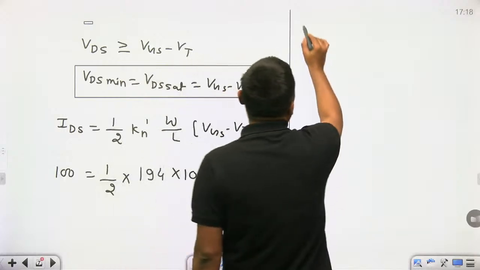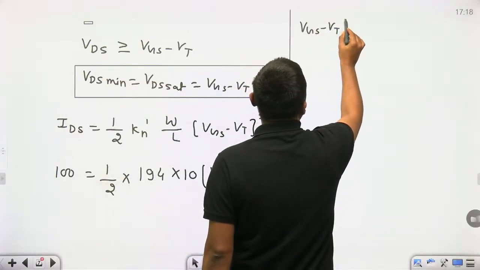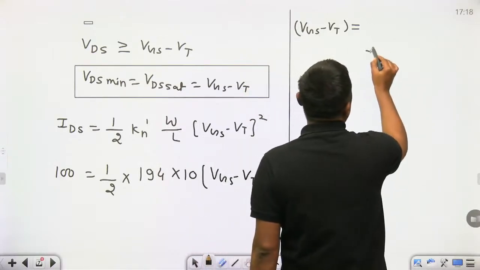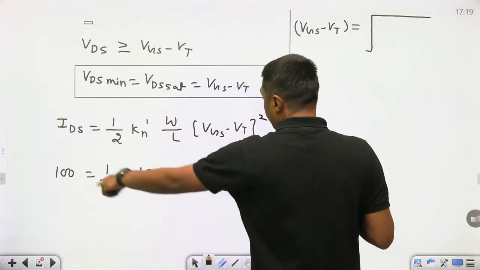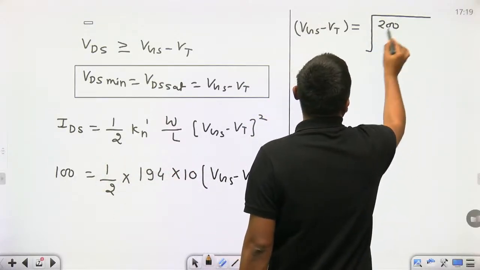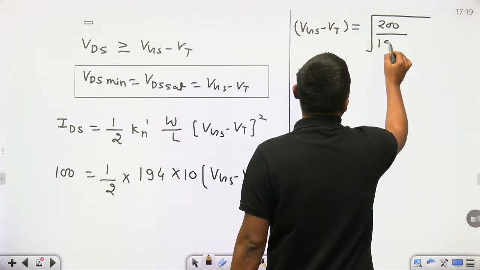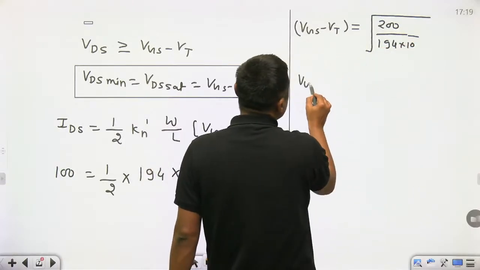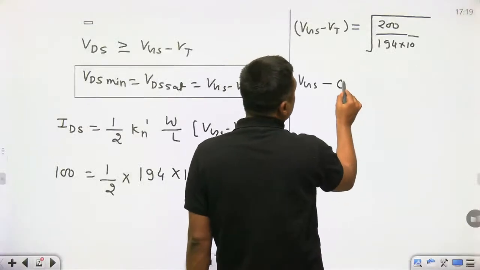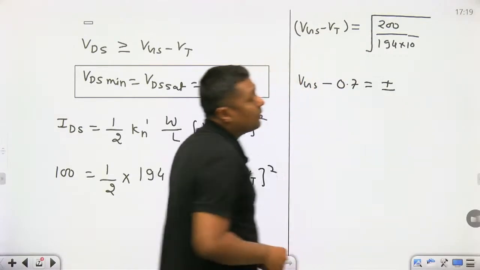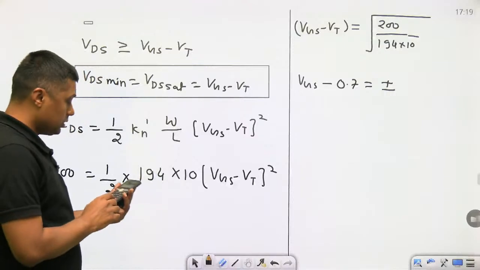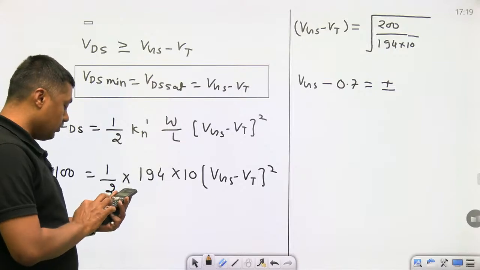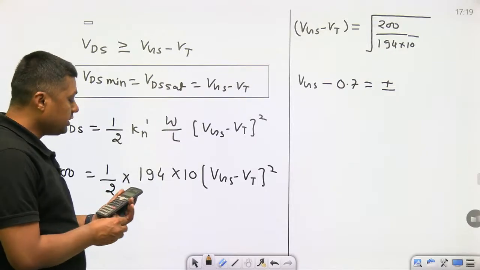Then you will find VGS minus VT is equal to plus or minus root of this value. This will become 200 divided by 194 into 10. This 2 is multiplied and that one. And you will get VGS. What is the value of the VT? 0.7. Plus minus. Always remember, you will get the two values because it is a root. So 200 divided by 1940, root of this value is 0.32.